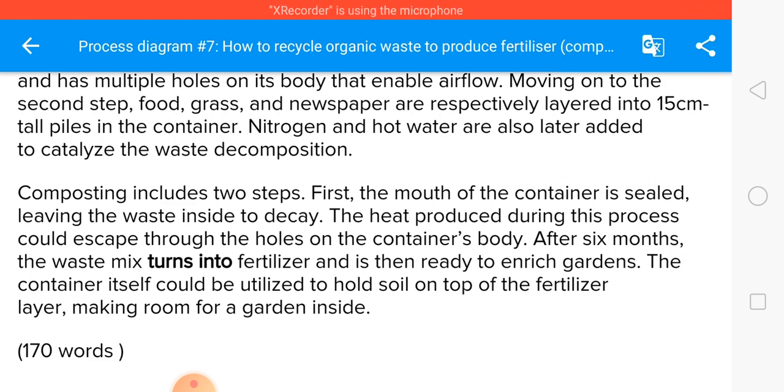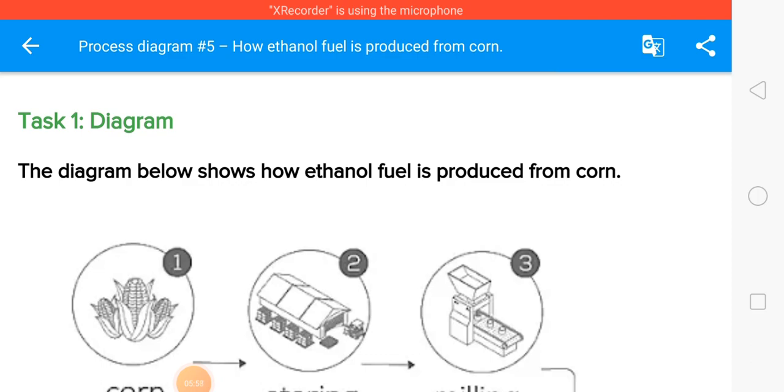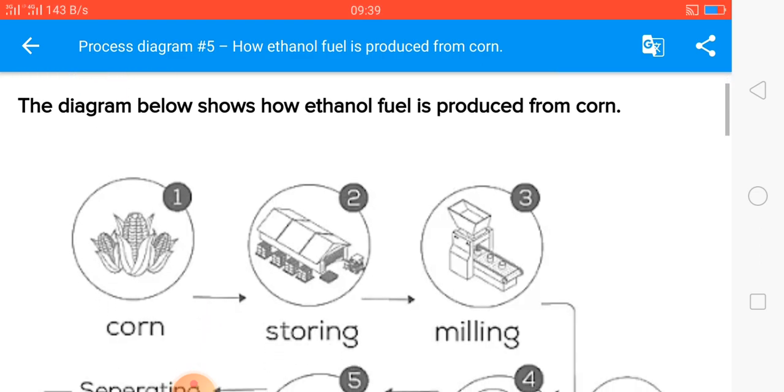Now I'm sharing the third one. The third one is: the diagram below shows how ethanol fuel is produced from corn. Ethanol fuel is a kind of petrol, a kind of fuel we can say, that is produced from corn. Corn is a crop. So first of all, the first stage is corn is grown in the fields, and then it is collected and stored in the storage house or silos.